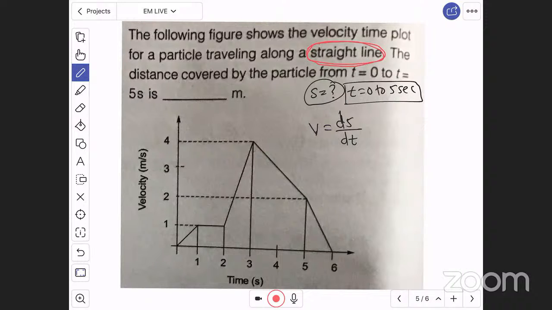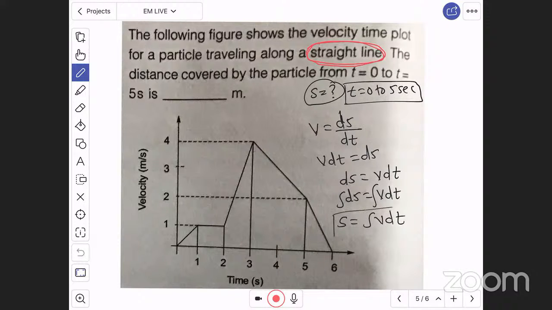Right. Therefore, separate the variables. Can I write v dt is equal to ds? Therefore, a very small displacement ds is equal to v into a very small change in time dt. Now, if I want to find total displacement, I have to integrate. We have the integration method. Integration of ds is equal to integration of v dt. Therefore, total displacement is equal to integration of v dt. This is again a very important relation.